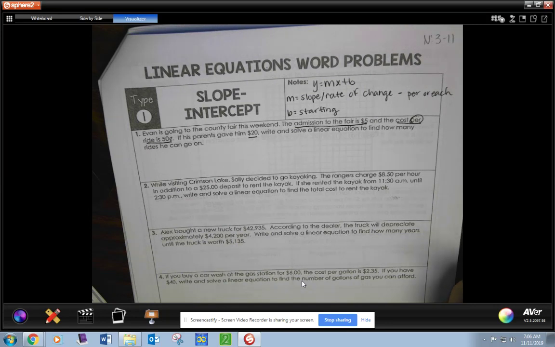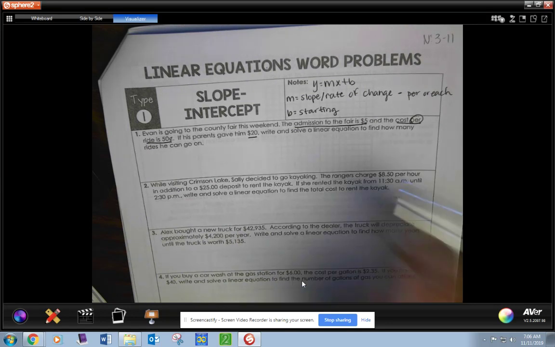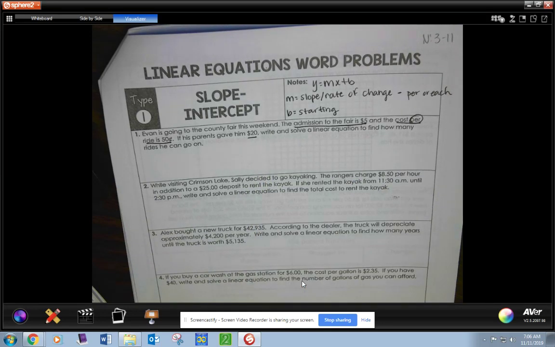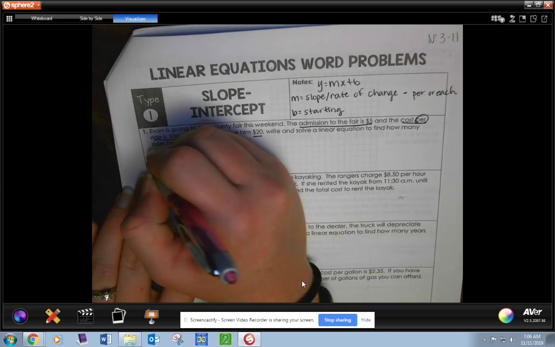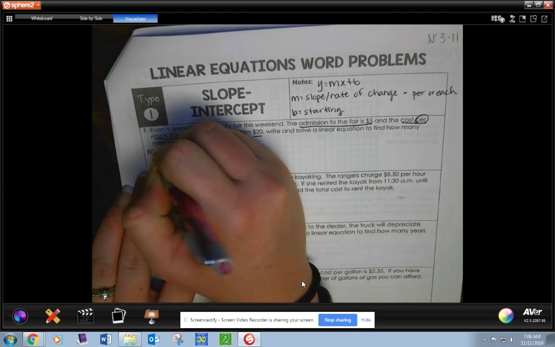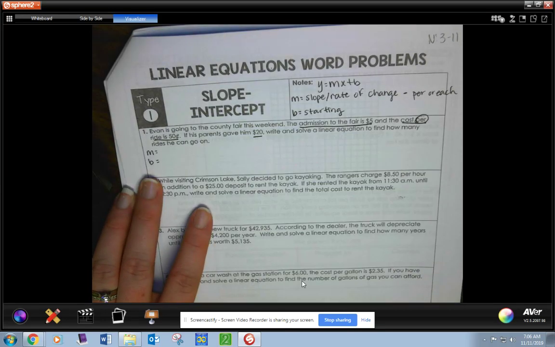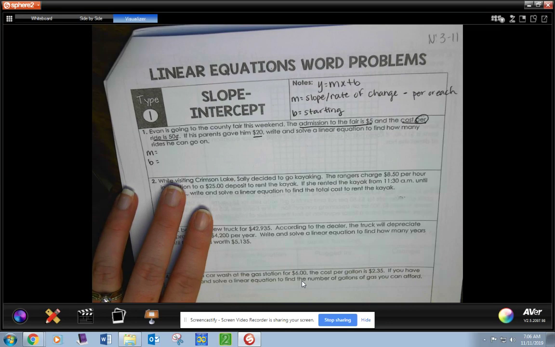Okay, now most of the time people can come up with the answer for this, but this says write and solve a linear equation. A lot of the time y'all just like to go straight to solving and not writing. So we're going to start with listing the information I know over here. If I'm using slope-intercept, I know I have an m, I know I have a b, and then I know they gave me some extra information.